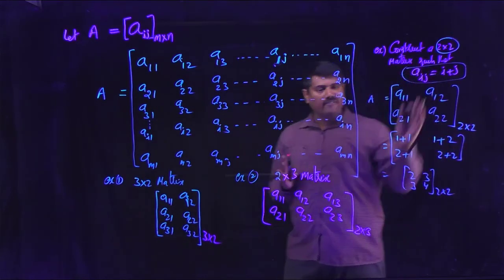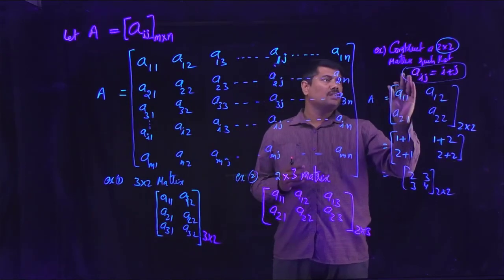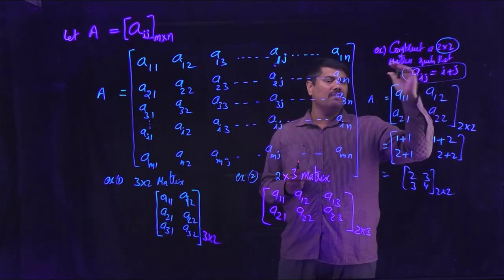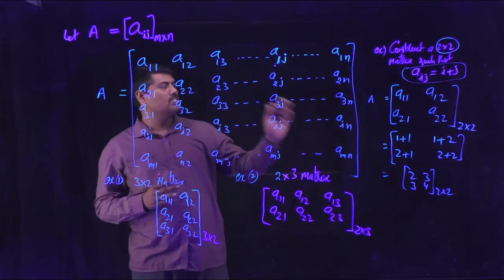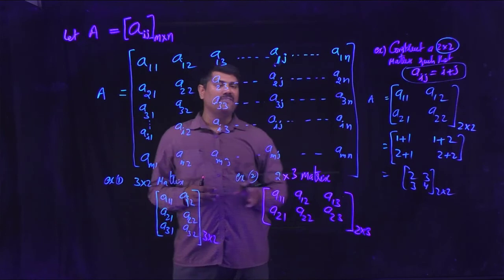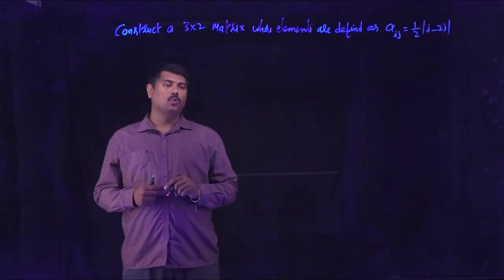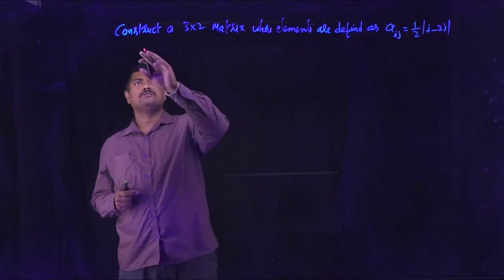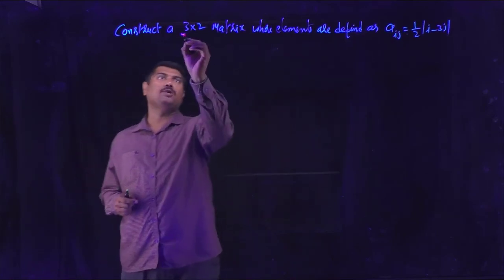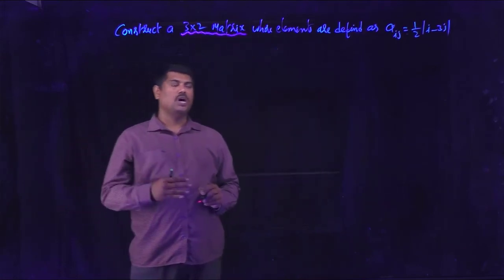So you have different problems. By using such types of conditions, they will give the condition and specify any order of matrix, and you have to construct that matrix by using the definition of the element. In that concept, let us do one more problem. Observe the problem: they are asking to construct a 3 by 2 order matrix, 3 rows and 2 columns.